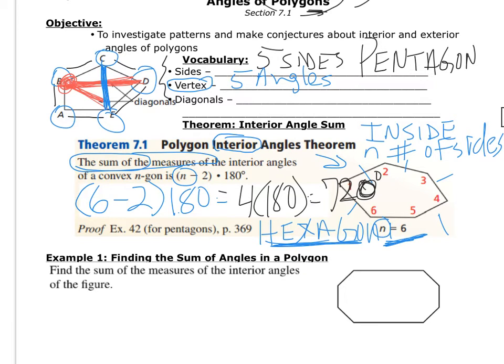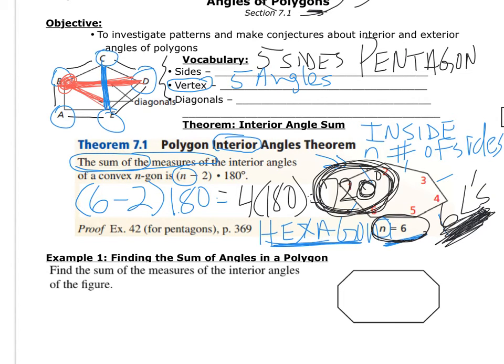I need you to understand what this 720 degrees represents. This is what it means. Since my object has 6 total sides, that also means that it has 6 total angles. And all 6 of those angles, whatever each one of those angle measures equals, they have to add up and equal this total. Okay?